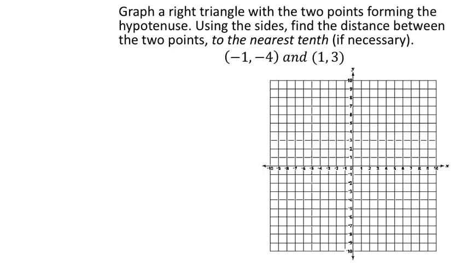Let's get to work on this one. So first up, we're going to find the right triangle by graphing these 2 points down here. When we find the distance, we'll round to the nearest tenth if it's necessary.